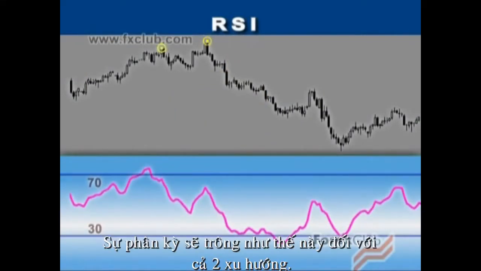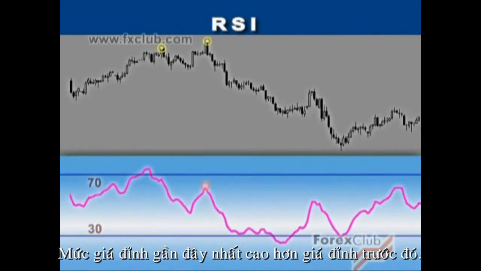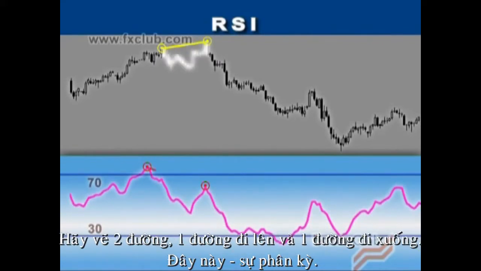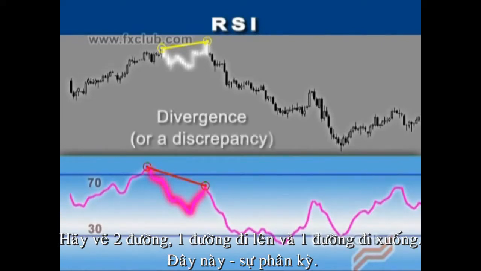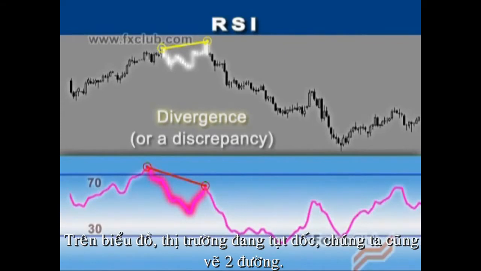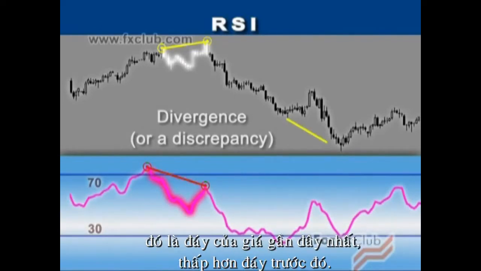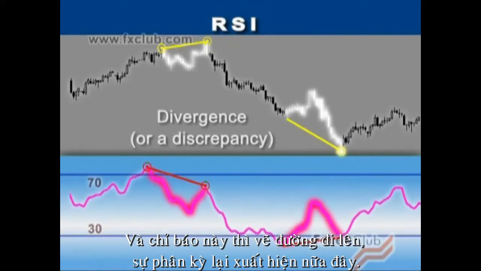This is what divergence looks like on a bull trend. The last price high is higher than the previous one, and the last oscillator high is lower than the one before. Let's draw two lines, one up line and one down line. There you go, that's your divergence. On a falling market we draw two lines too, but now the down line is on the price chart, that is, the last low is lower than the previous one, and the indicator will have an up line.